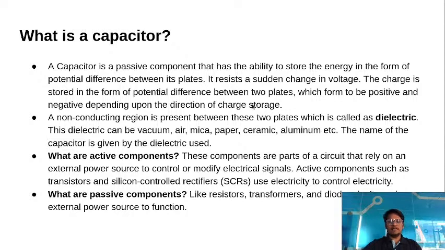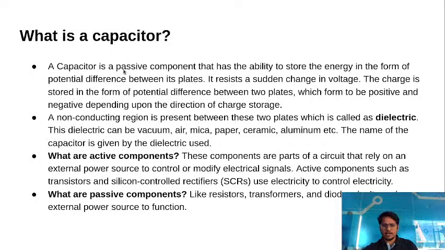Basically, a capacitor is made up of two plates. It's a kind of sandwich between two metal plates, with a dielectric material, which is an insulator, in between. The plates are metal, mostly aluminum, and the middle layer is the dielectric, which is an insulating material.